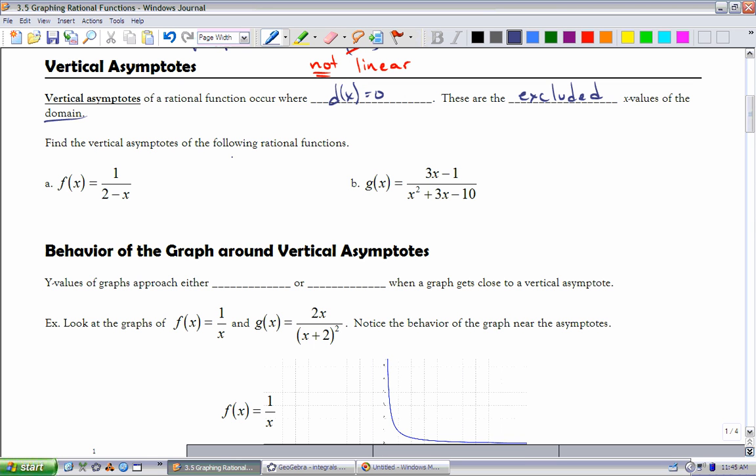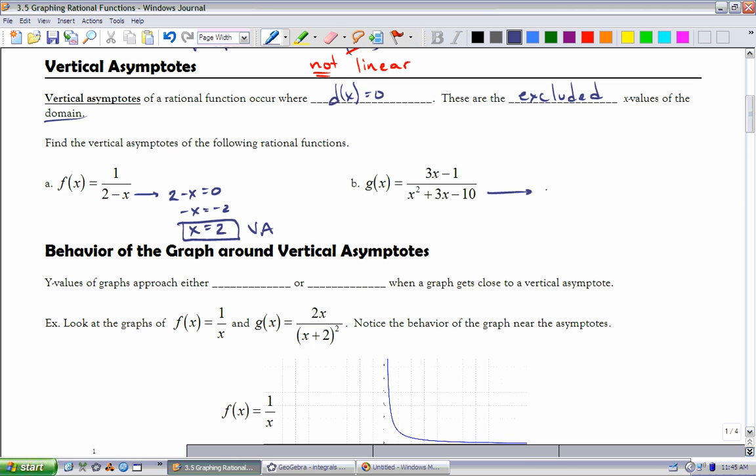Find the vertical asymptotes of the following functions. Well, what we're going to do here is we're going to set just the denominator equal to 0. Get negative x equals negative 2, or x equals 2. That's where your vertical asymptote occurs on that function. So we expect there to be like an imaginary line that the graph cannot cross there.